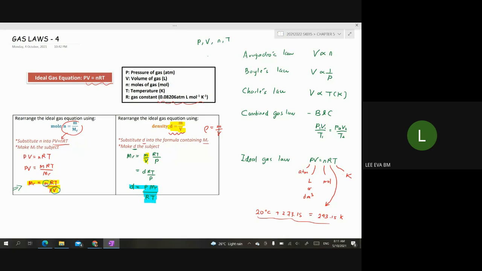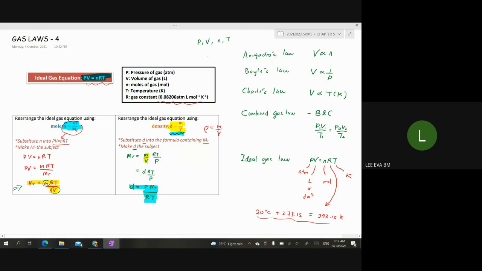Nak susun balik senang saja kan? Sebab awak sudah ingat mole equals to mass over molar mass. You have already known density equals to mass over volume. So you try to rearrange very fast one. Okay? Tapi nak hafal tak ada masalah. Cuba madam cadangkan untuk awak ingat yang paling penting PV and RT, and then mole equals to mass over molar mass, and then density formula.